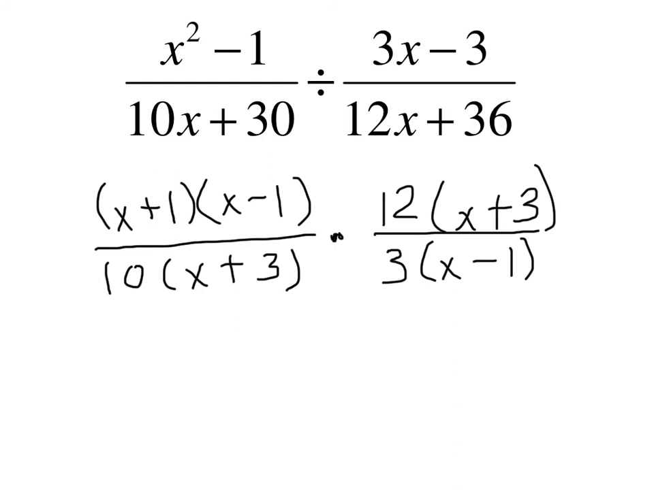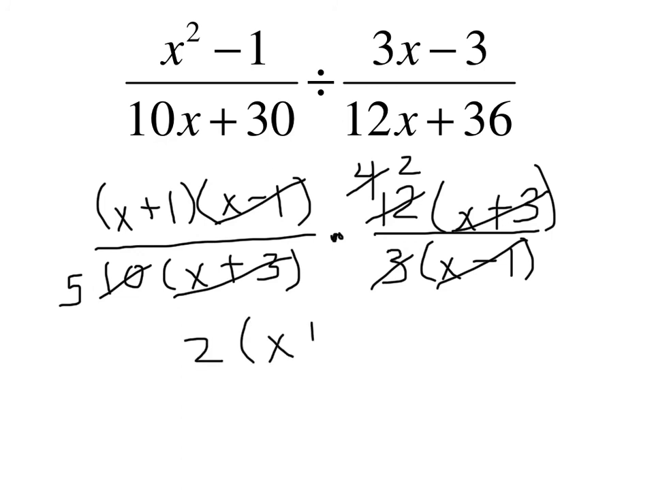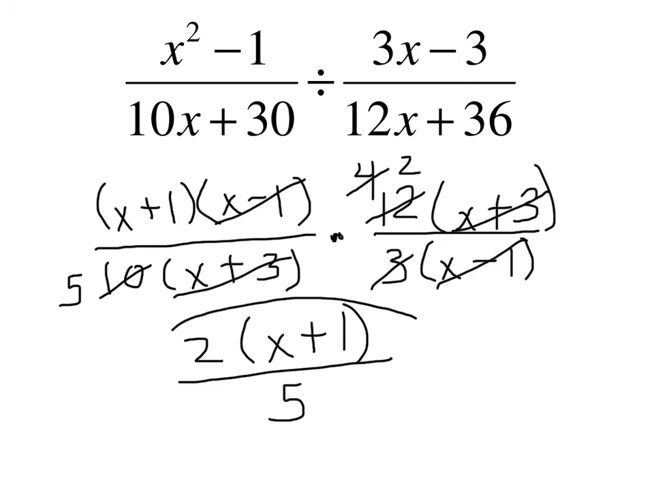So what can cancel? X minus 1 cancels, x plus 3 cancels, 3 goes into 12 4 times, and 2 goes into 4, 2 goes into 10, 5 times. So that leaves us with 2 times x plus 1 in the numerator over 5 in the denominator. That's it.